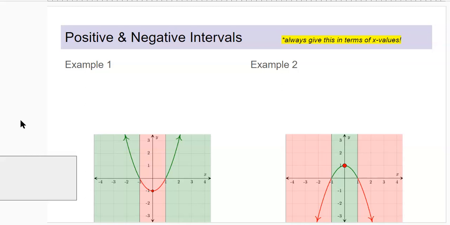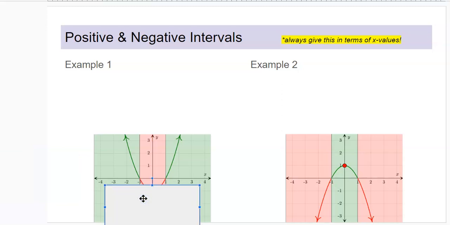So to look at the positive and negative parts of a parabola, you're looking for the parts above the x-axis for positive or below the x-axis for negative. Let's block out below so we can just look at the positive portion. I'm going to leave the block down a little bit so you can see the numbers. The positive portion of this graph is shown in green. It is above the x-axis.